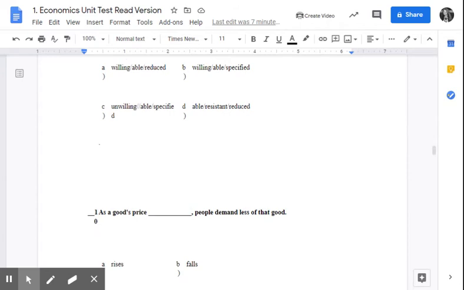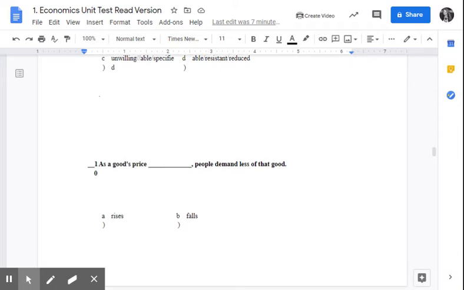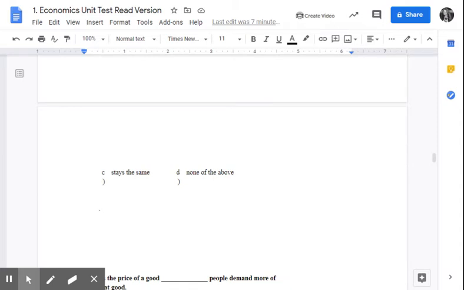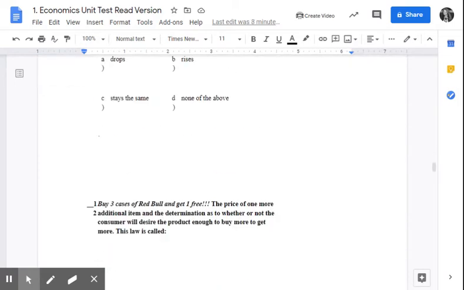10, as a good's price blank, people demand less of that good. So as a good's price rises, A, or a good's price falls, B, C, as a good's price stays the same, or D, none of the above. 11, actually that's 10.